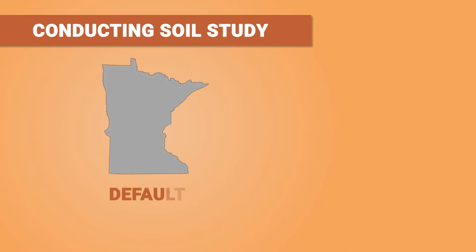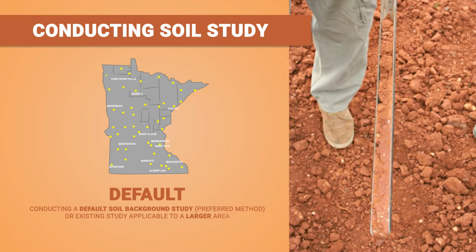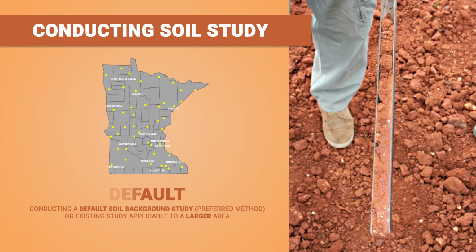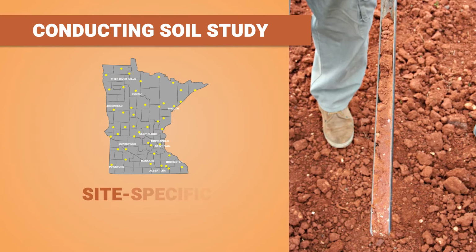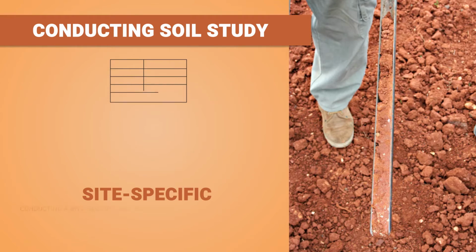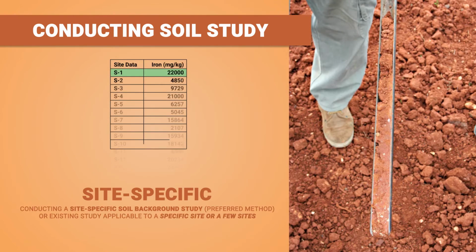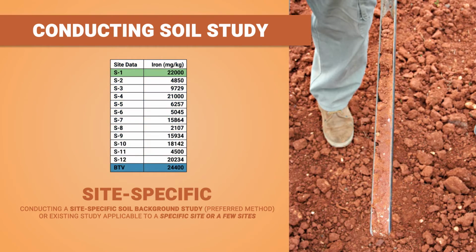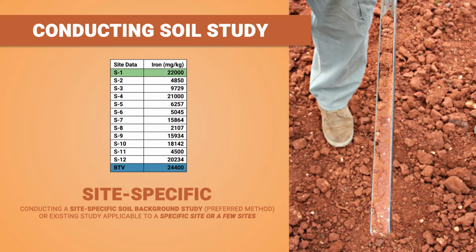Default and site-specific soil background may be established either from an existing soil background study or by conducting a new soil background study. Conducting a new soil background study is the preferred method because this allows you to make sure the study meets your specific goals. Section 9 of the guidance document and Video 2 have more information.